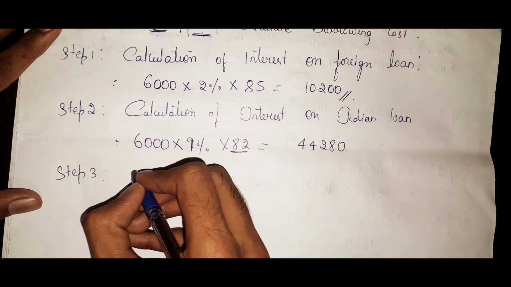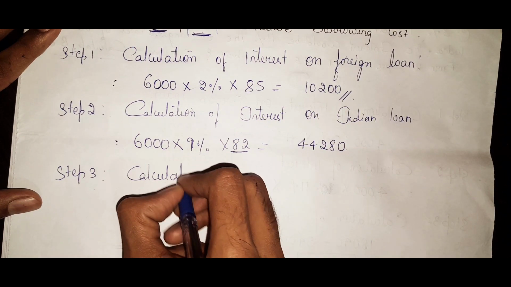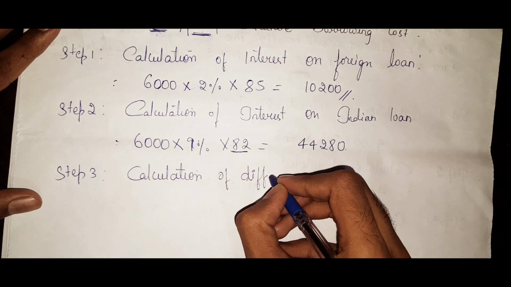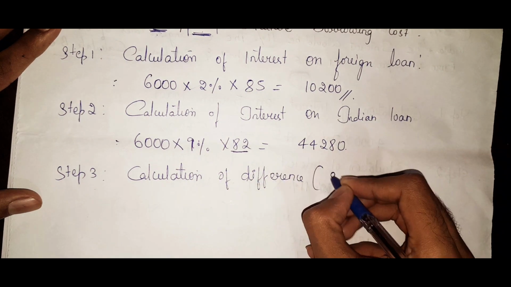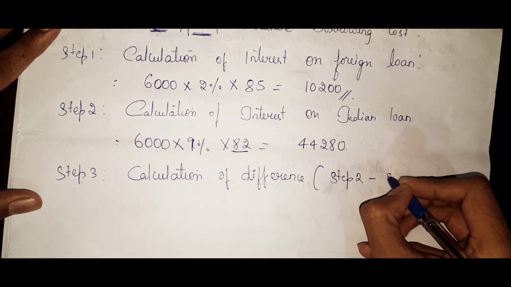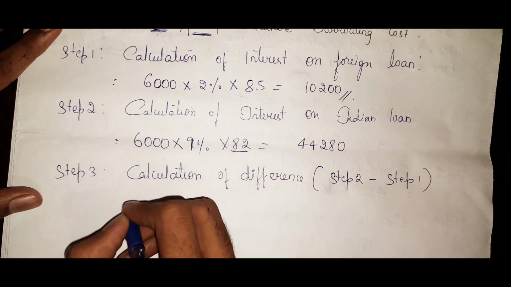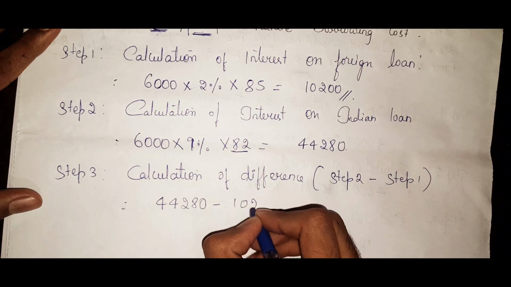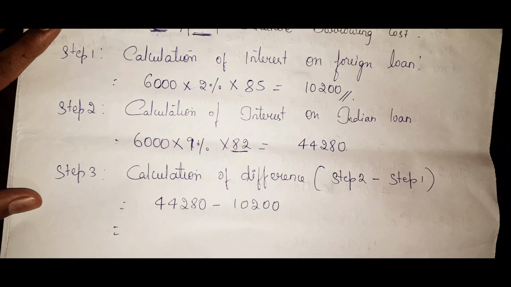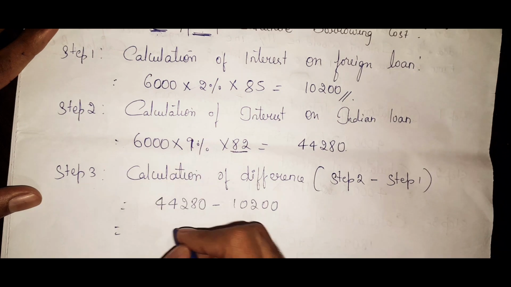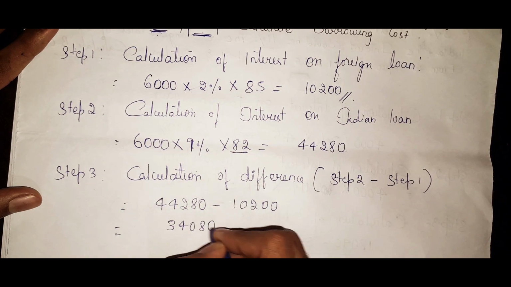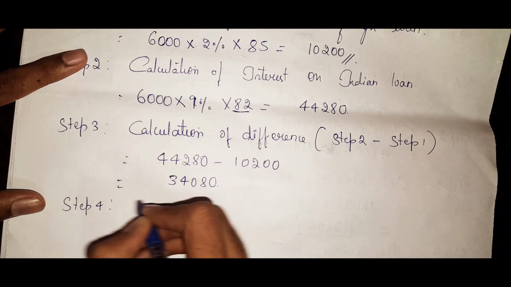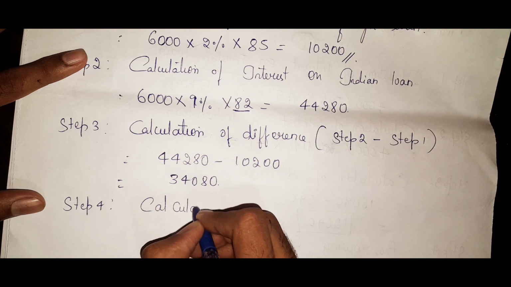The step 3 will be calculation of difference. We need to calculate the difference because that will be added to the borrowing cost. Calculation of difference. It is nothing but step 2 minus step 1. Step 2 is how much? Step 2 is 44,280 minus step 1 is 10,200. The difference of both is 34,080 rupees. Now the last step is calculation of borrowing cost.